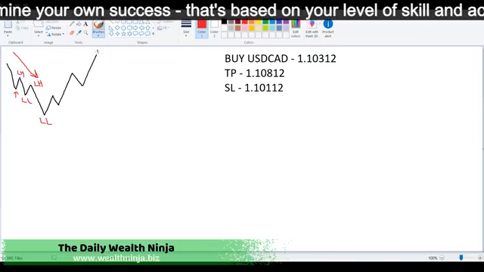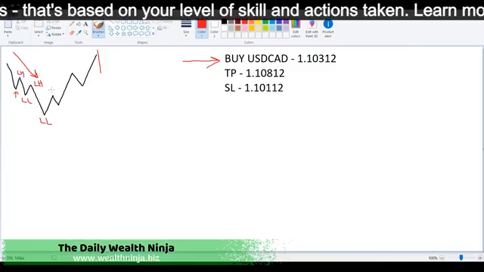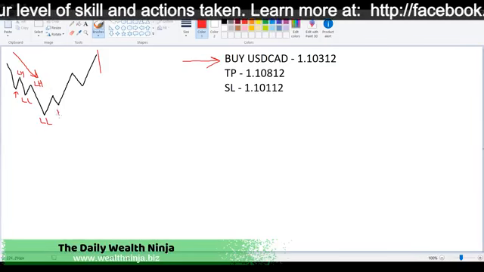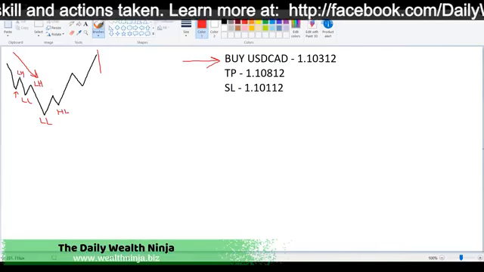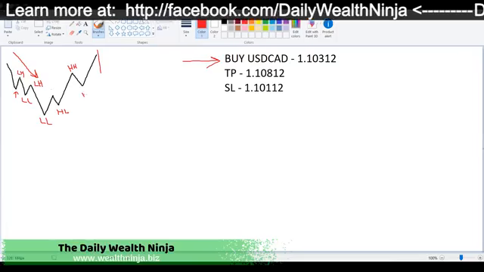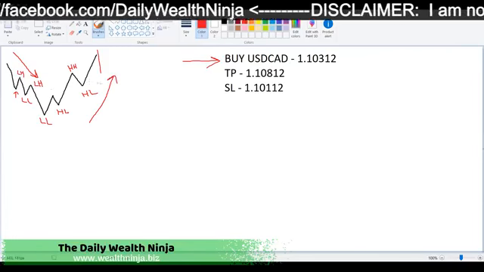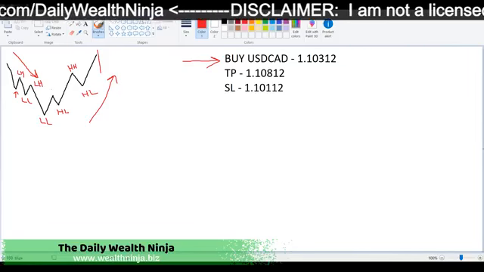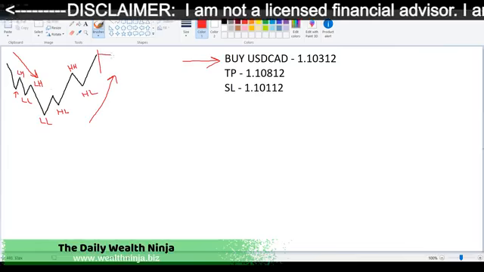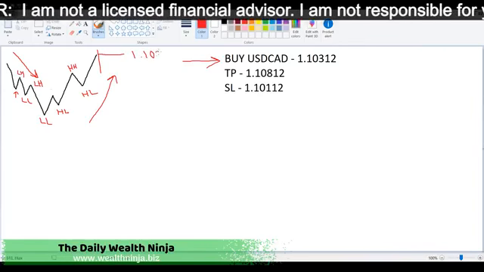Now let's say that we did get in here, based off of this trade here. So we would have, it's not quite a higher high yet, but it is a higher low. And then here's a higher high and a higher low, right? So we know that it's going into an uptrend. So let's say that we see that we're going in an uptrend on this USD CAD. And let's say we're right here. So the current price would be that 1.10312.